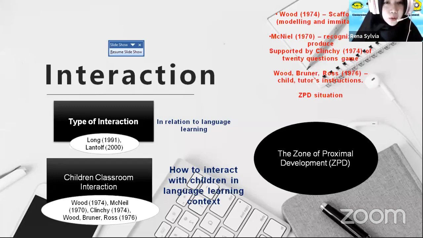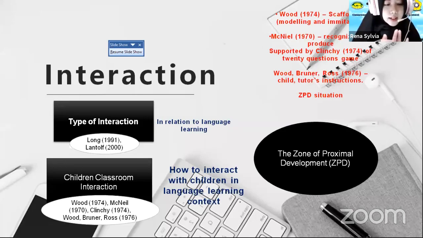Long in 1991 introduced types of interaction in relation to language learning. He said that there will be four types of interaction. Long and Lentop, in 1991 and 2000, said that there will be four types of interaction.